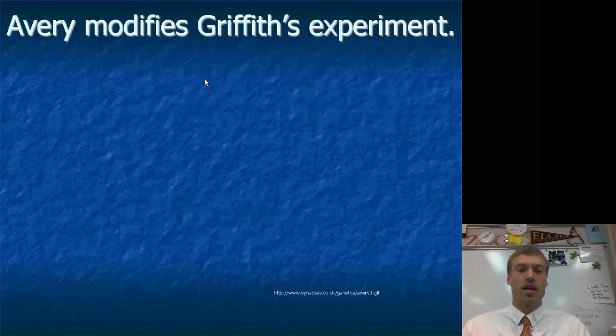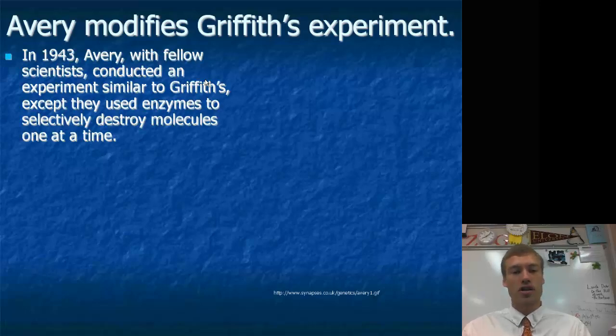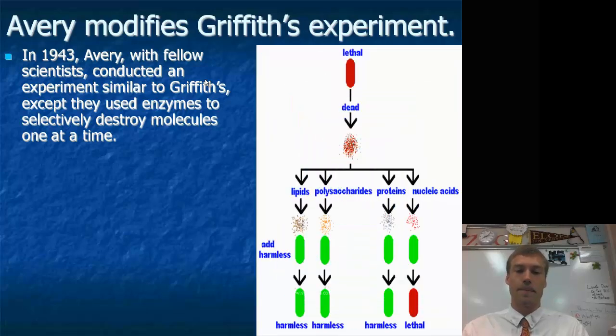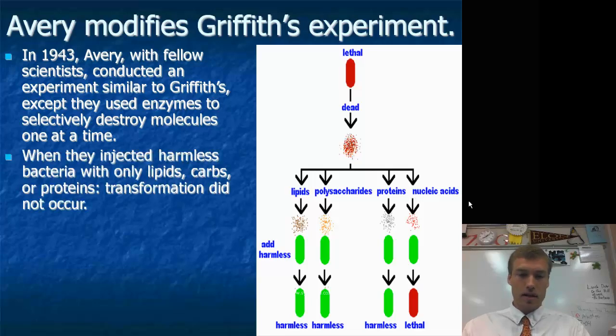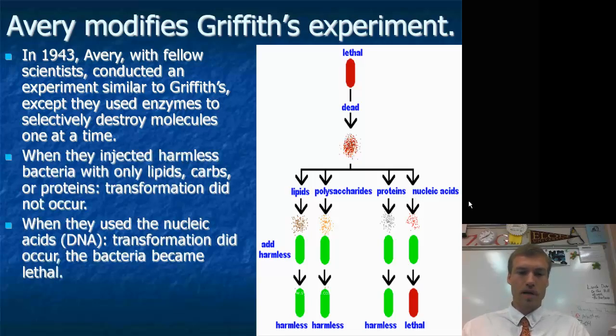So Avery comes along and he says, all right, I like your experiment, Griffith, but I want to change some things. He used enzymes to selectively destroy molecules one at a time. He takes the lethal bacteria, the one that can hurt people, kills it, and then breaks it up into various parts: the lipids, polysaccharides, which are also carbohydrates, proteins, and nucleic acids. He adds them to harmless bacteria, and the only one that becomes lethal is the one where the nucleic acids are left behind. Those nucleic acids were known to be DNA.